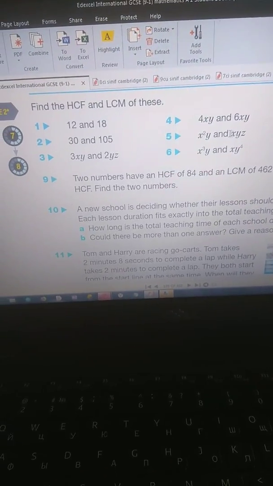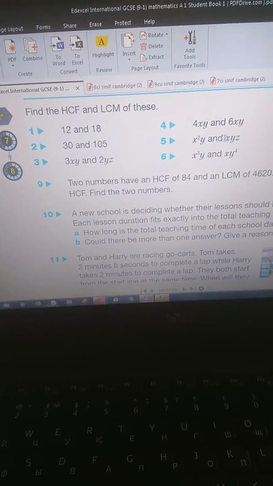I want to start from the easiest one. First I want to explain 12 and 18, HCF and LCM. Then I will explain that type of question and this type of question, okay? Listen carefully, and if you want, you can take a paper and pen and write with me. When I explain, you can stop the video and try to solve for yourself, and then you can realize whether you understand the solution or not.